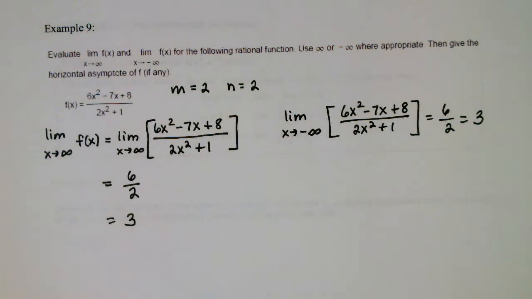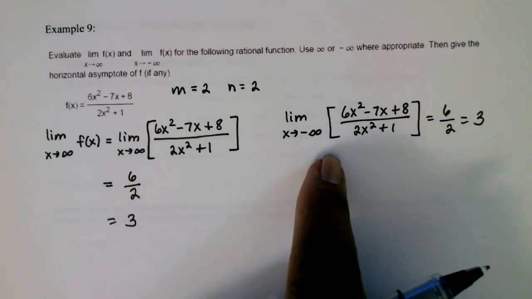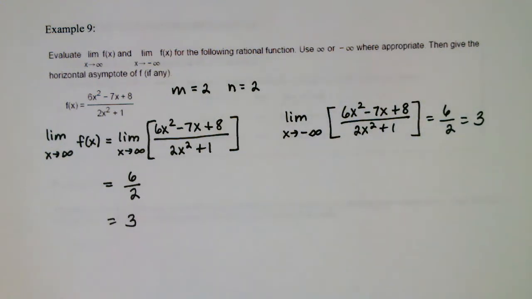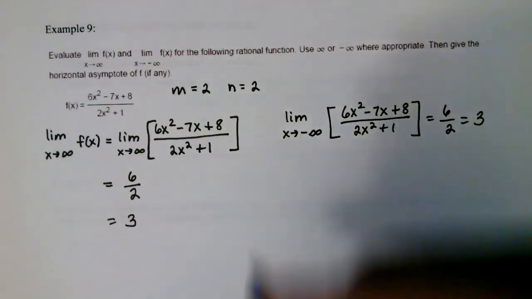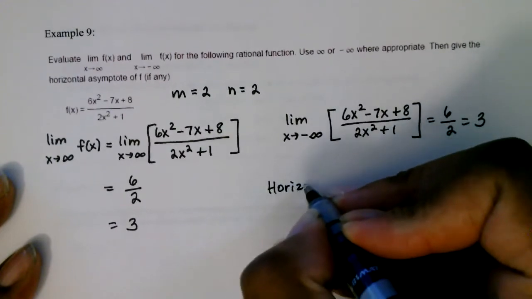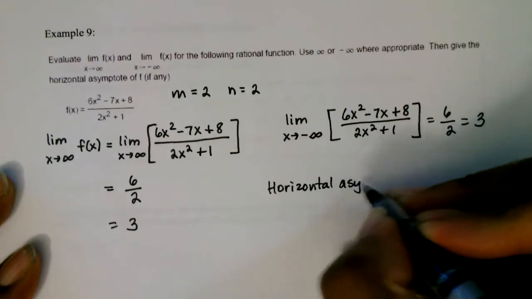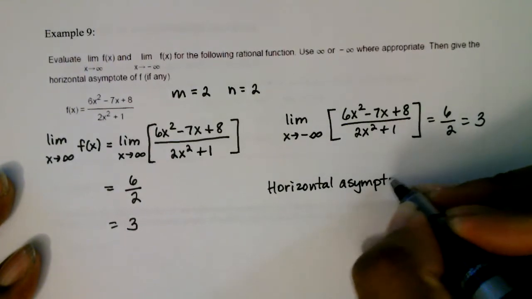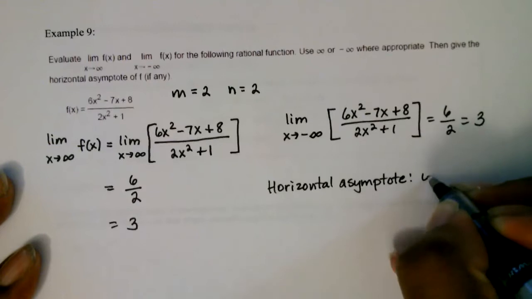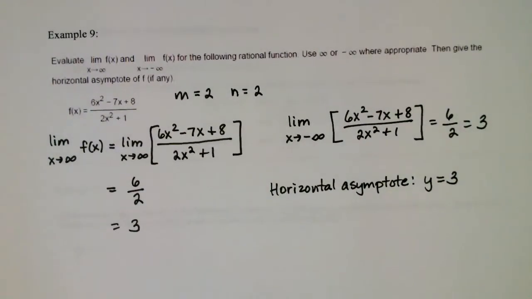Okay, so as we let x approach infinity, the limit of that function went to 3. And as we let x approach negative infinity, the limit of that same function also approached 3. So my horizontal asymptote is the equation y is equal to 3.